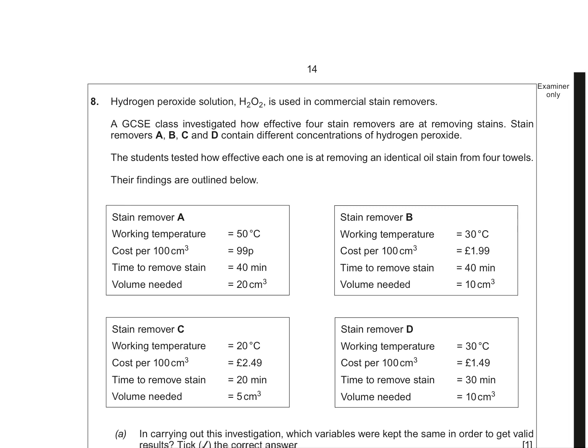Hydrogen peroxide solution is used in commercial stain removers. A GCSE class investigated how effective 4 stain removers are at removing stains. Stain removers A, B, C and D contain different concentrations of hydrogen peroxide. The students tested how effective each one is at removing an identical oil stain from 4 towels. Their findings are outlined below.